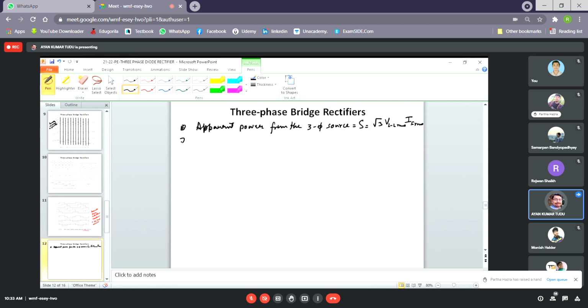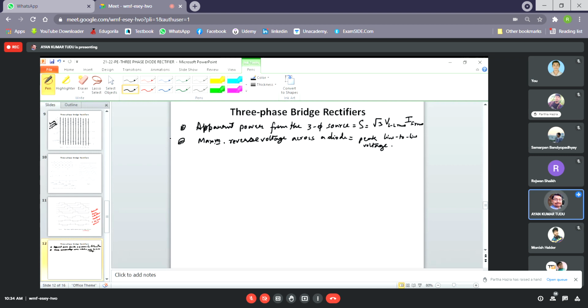Okay, so what is the maximum reverse voltage across a diode? It is the peak line to line voltage. The maximum reverse voltage across a diode is the peak line to line voltage.